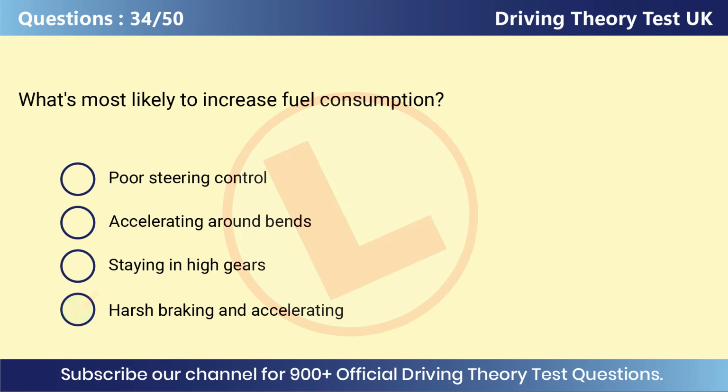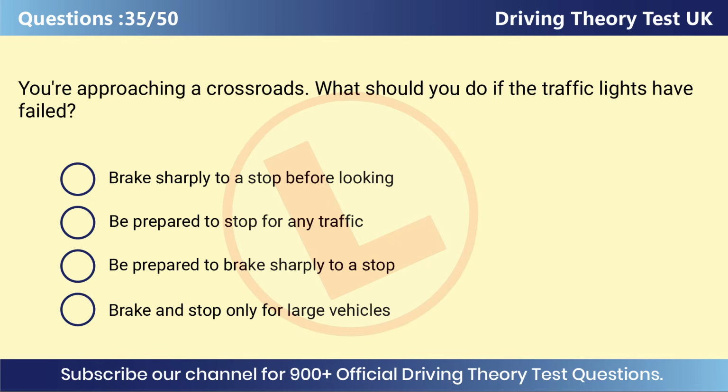D. Harsh braking and accelerating. Question 35. You're approaching a crossroads. What should you do if the traffic lights have failed? A. Brake sharply to a stop before looking. B. Be prepared to stop for any traffic. C. Be prepared to brake sharply to a stop. D. Brake and stop only for large vehicles.